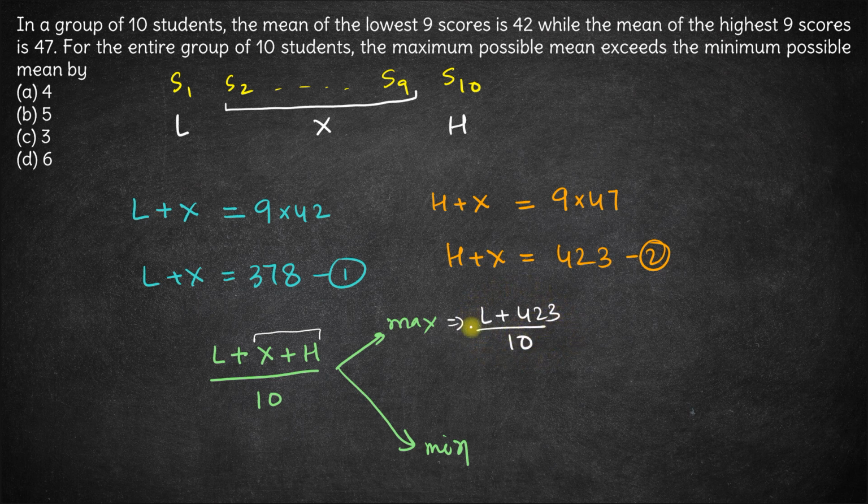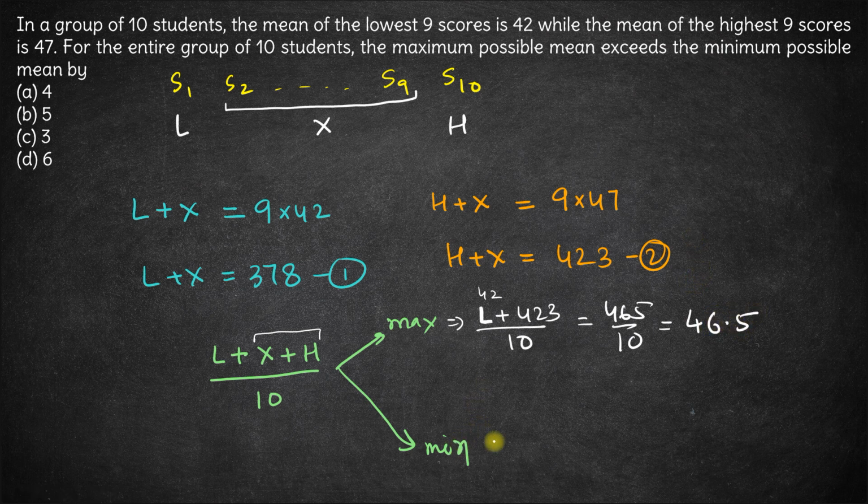Now if you want to maximize this average, this is possible when the marks of the lowest student are the maximum possible. What can be the maximum possible marks of the lowest student? It can be only 42; it cannot be greater than 42. If the average of the lowest 9 students is 42, the score of the lowest will be 42 at maximum, which is possible when all of them have 42 marks. So 42 plus 423 is 465, by 10. So the highest average possible is 46.5.